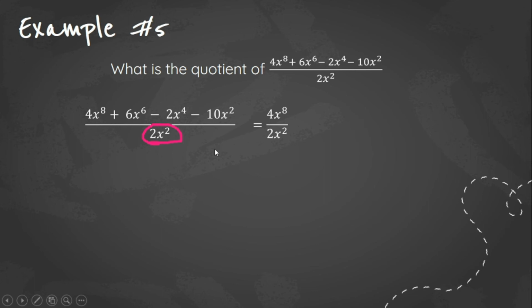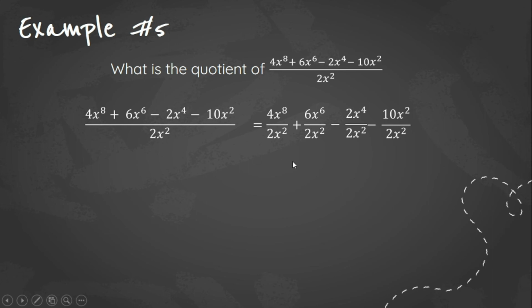So, it's just like 4x raised to 8 over 2x squared. Then the positive 6x raised to 6 over 2x squared as well. Negative 2x raised to 4 over 2x squared. And also negative 10x squared over 2x squared. Okay? Meaning to say, you divide only after you have distributed it to all the terms on top.